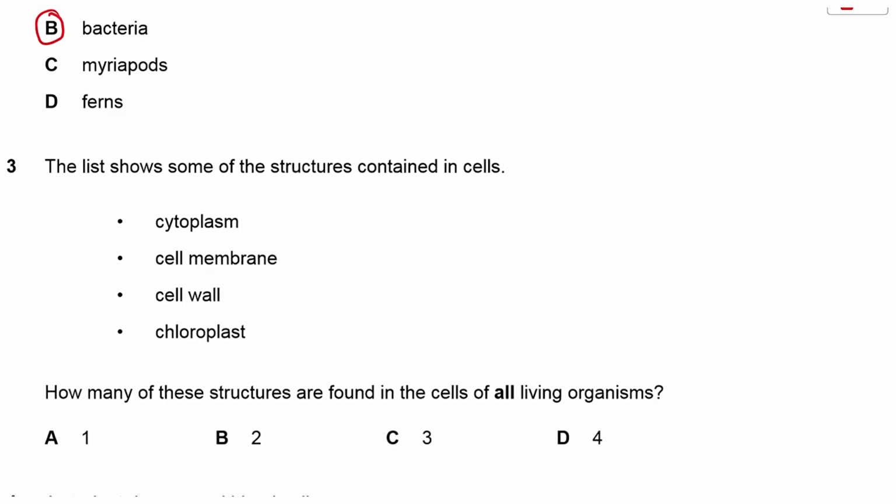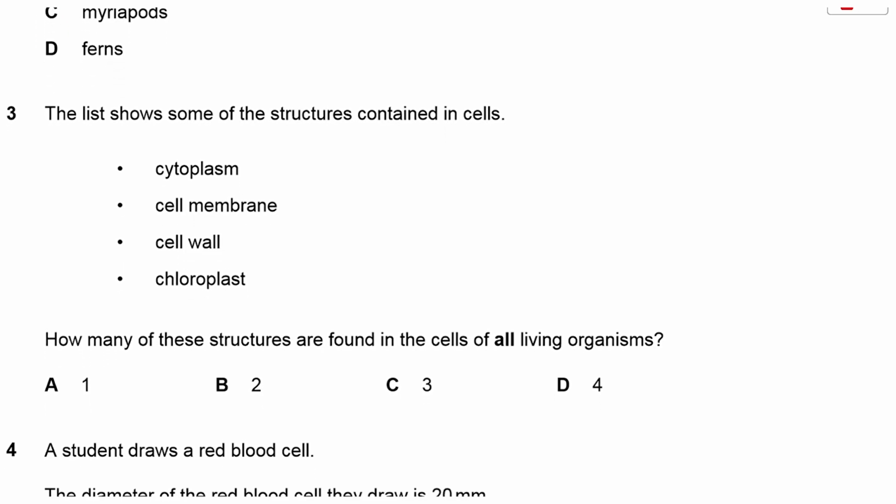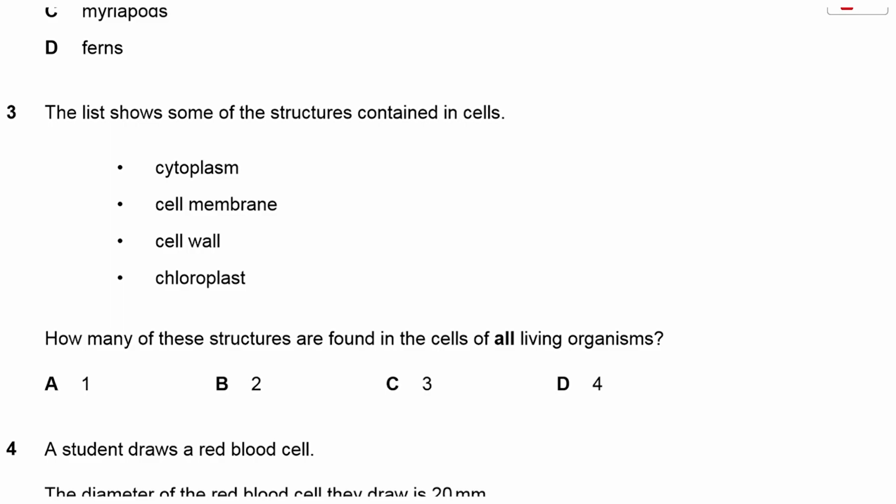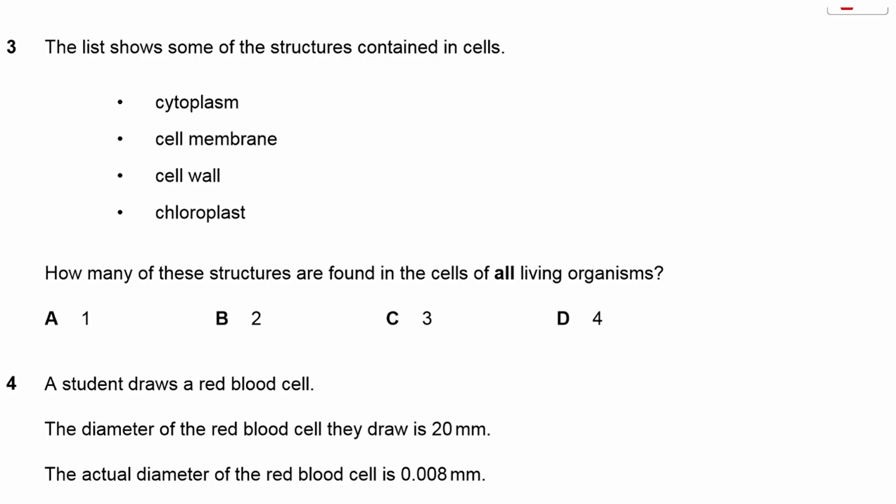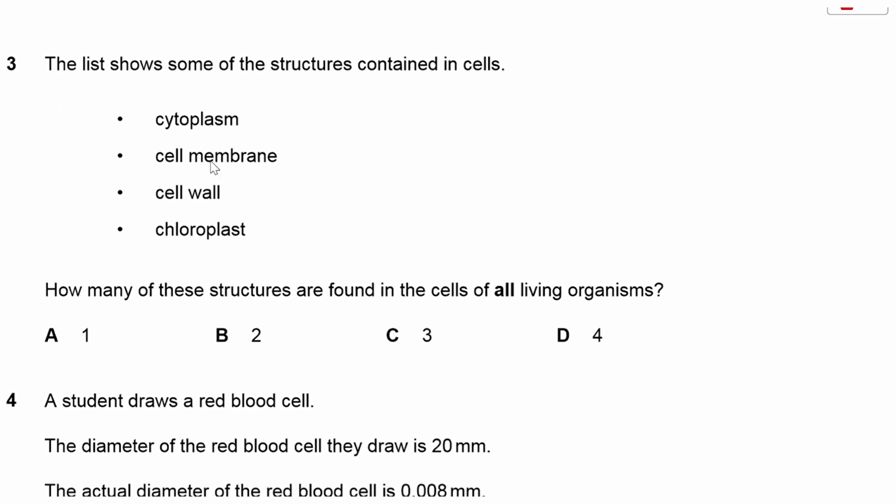Number 3 says, the list shows some of the structures contained in cells, which are cytoplasm, cell membrane, cell wall, and chloroplast. How many of these structures are found in the cells of all living things? Now, of the features that have been listed here, you find cell wall in plants and some organisms like bacteria, alright? You'll find chloroplast also again in plants. But if you're talking of cells in general, we expect them to have cytoplasm as well as cell membrane. So the features that we can find in all living organisms will only be 2, and that is going to be B. So we choose B.